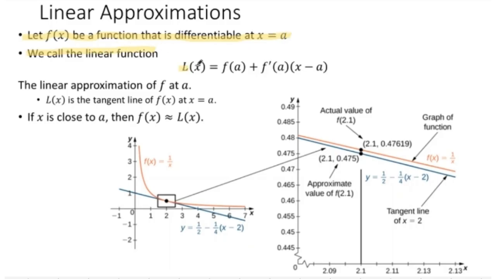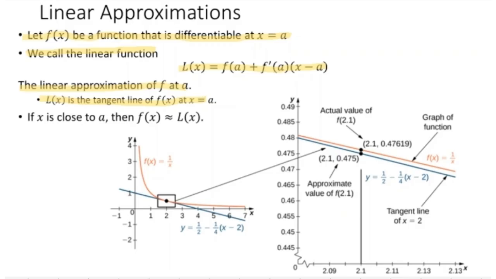We'll call the linear function L of x, which equals f of a plus f prime of a times x minus a, the linear approximation of f at a. One thing to note, L of x is a tangent line of f of x at x equals a. It's just written in a slightly modified point-slope form where we have f of a on the right-hand side as opposed to being subtracted from L of x on the left-hand side.